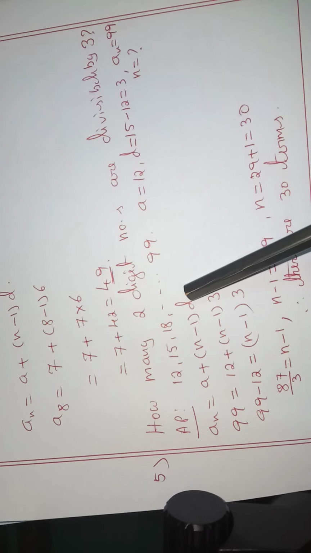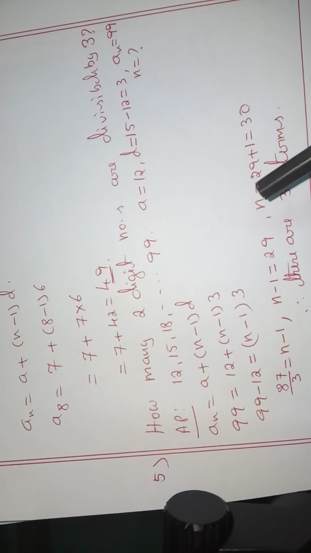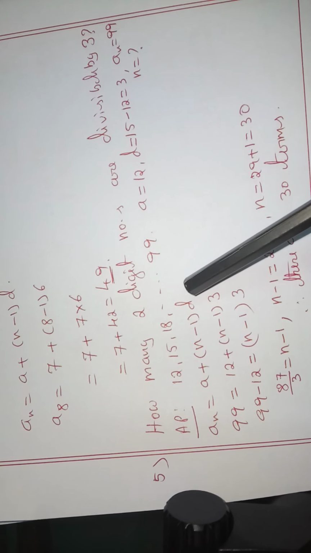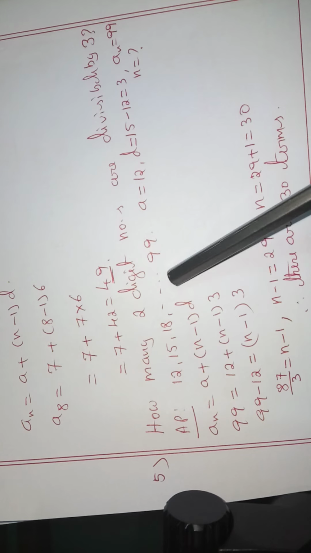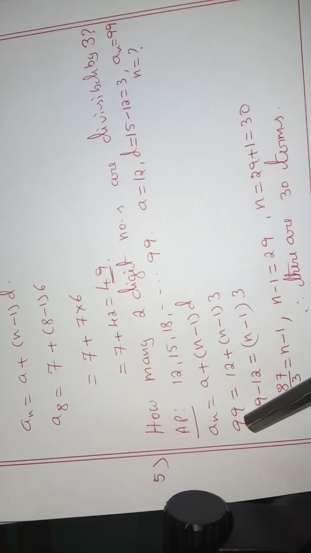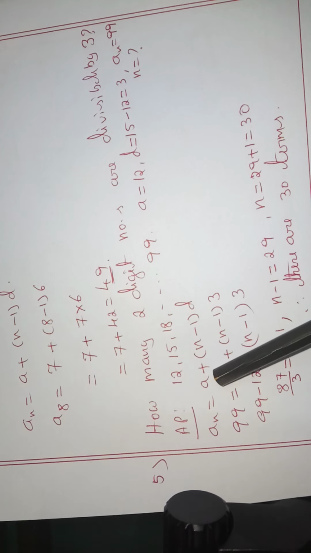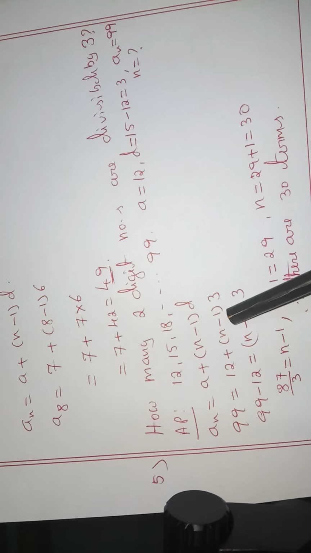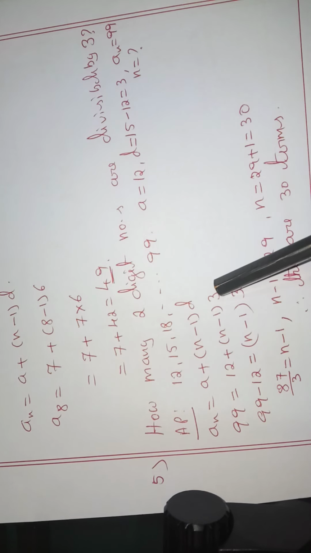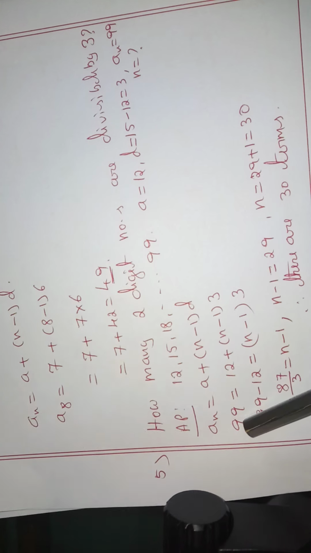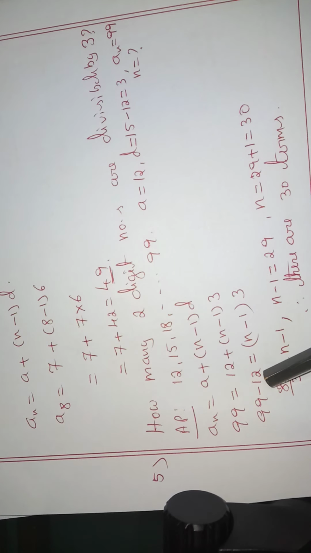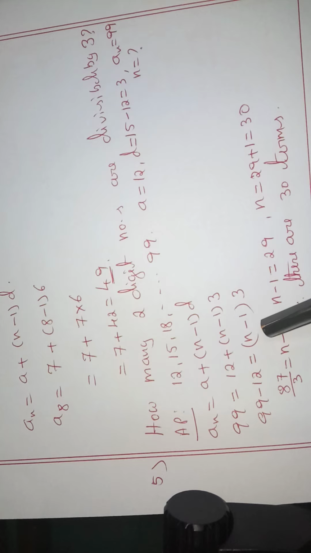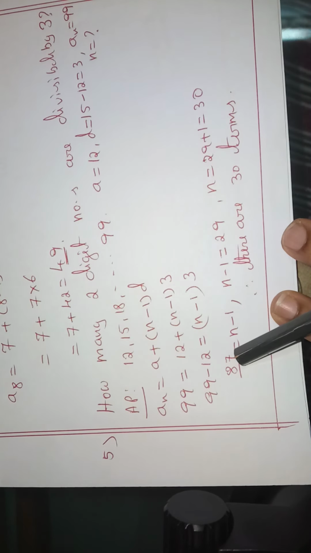Now write formula. Substitute. AN is equal to A plus N minus 1 into D. In place of AN, how much we have to write? 99. 12 plus N we don't know, therefore leave it as it is. In place of D, how much? 3. Shift 12 to left hand side, it will get a negative sign. 99 minus 12 is equal to N minus 1 into 3.